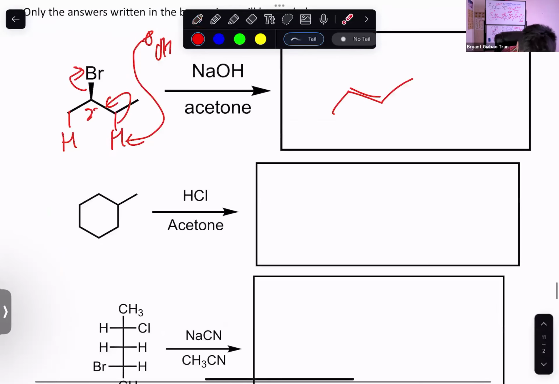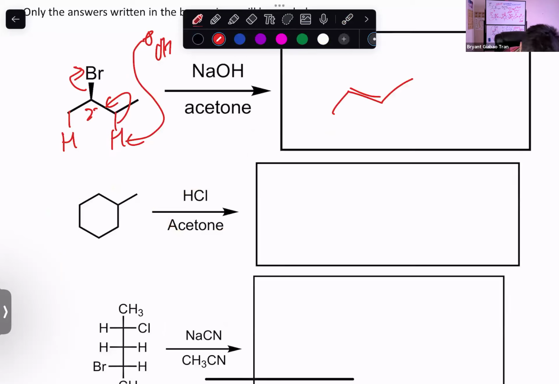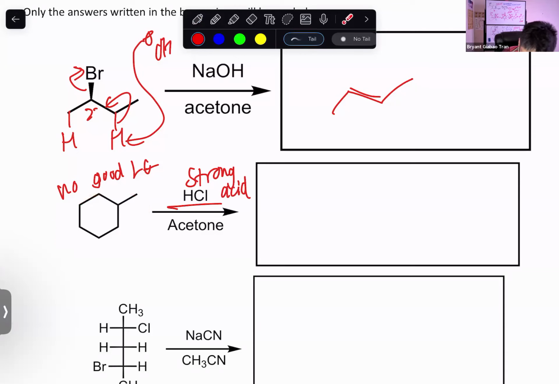Now HCl and acetone, there's no good leaving group here. No good leaving group. And with HCl, there's no alkene as well. So this is a strong acid. You would look for something basic like an alkene or OH minus, but no basic atom is on that molecule, so there's no reaction. No reaction, because this strong acid cannot react with anything here.